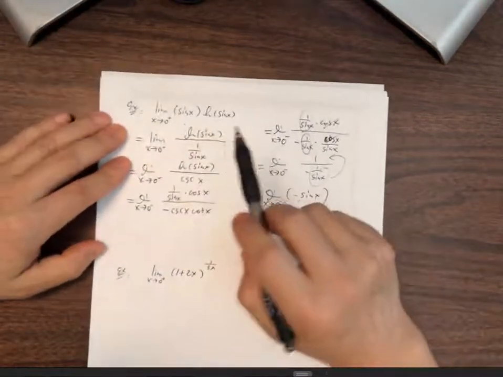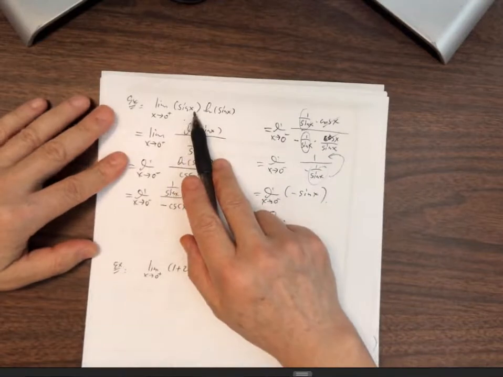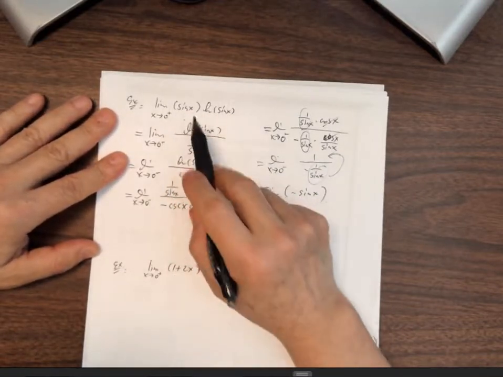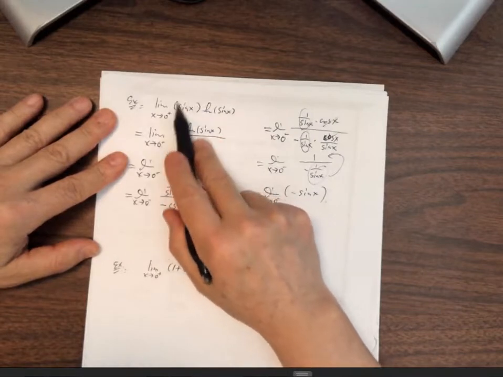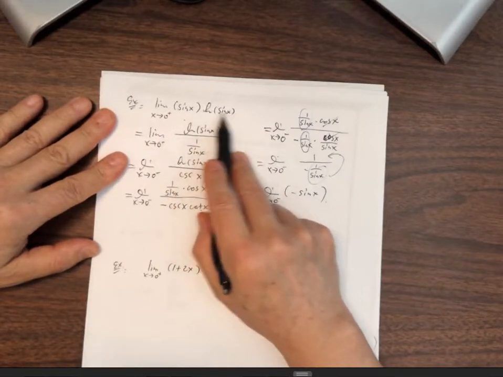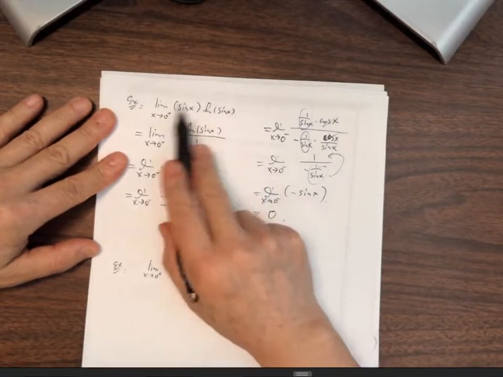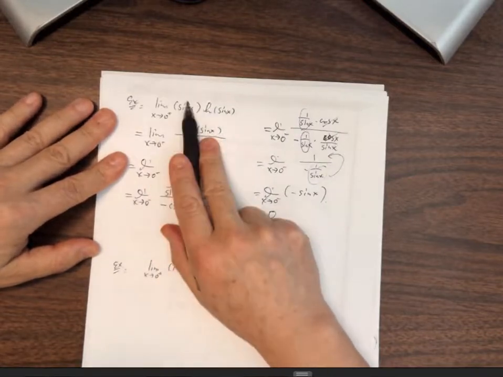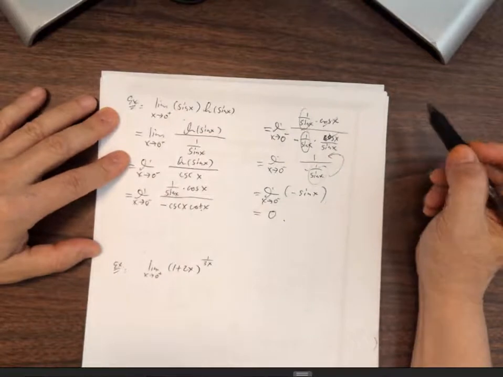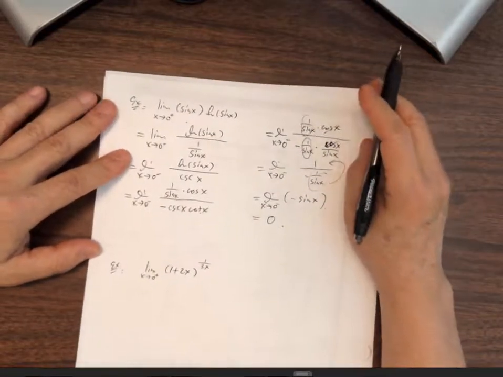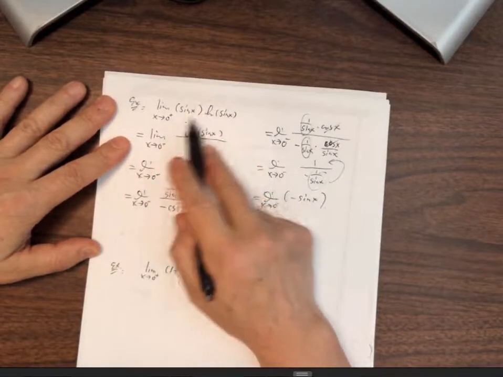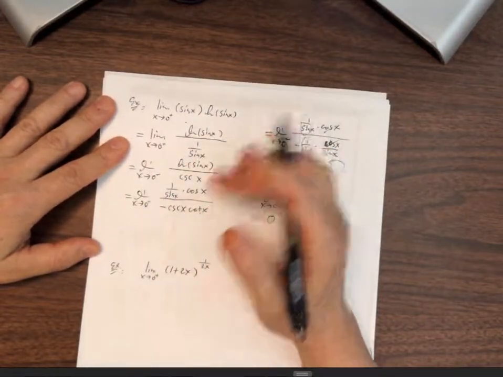This is a very typical product indeterminate form. This approaches 0, this approaches infinity. So flip, decide which one to flip. Never flip log, flip sine. We'll see what to do with the product again in later examples.